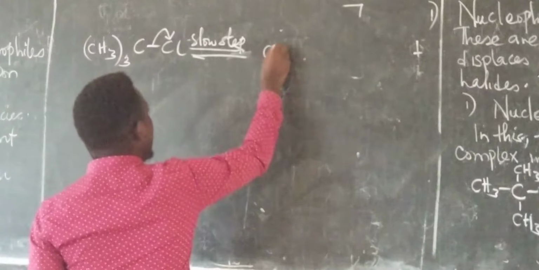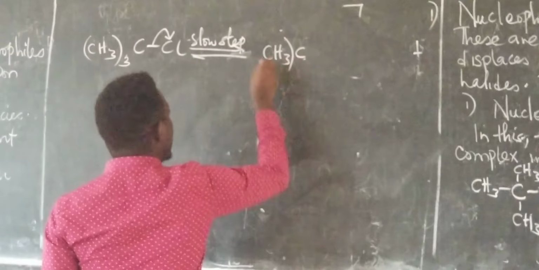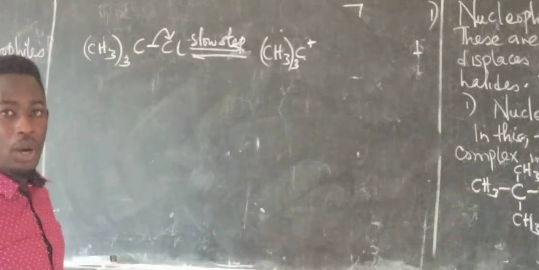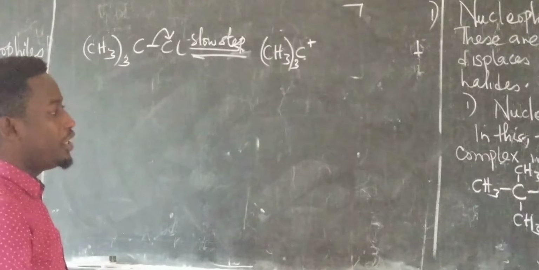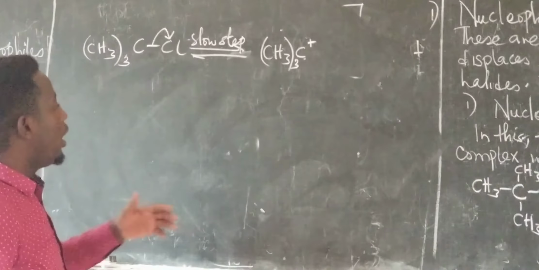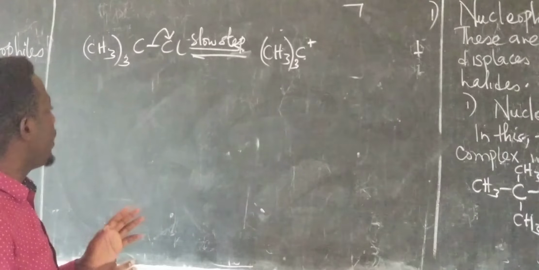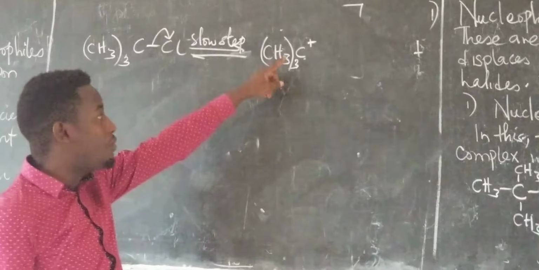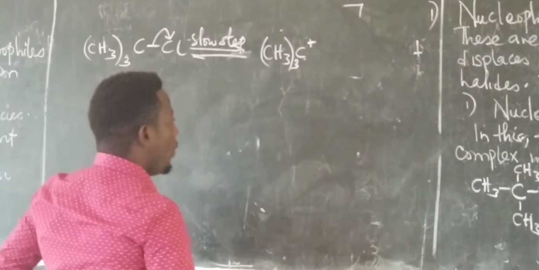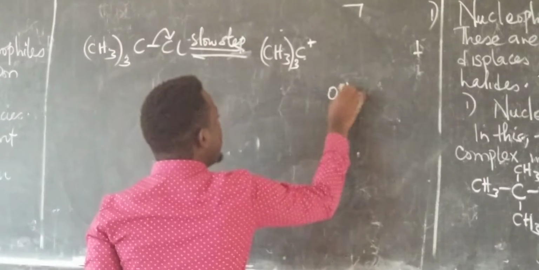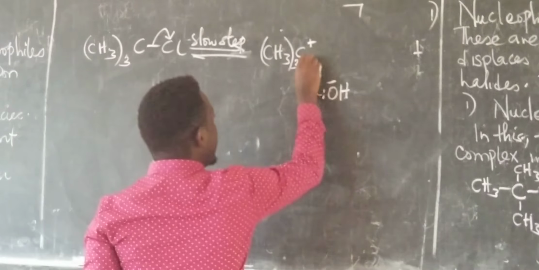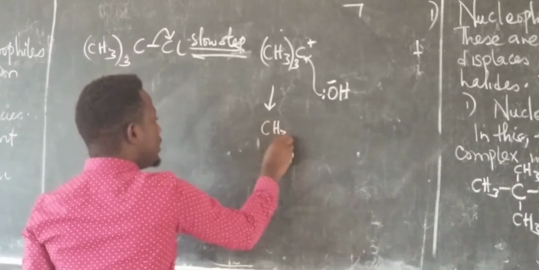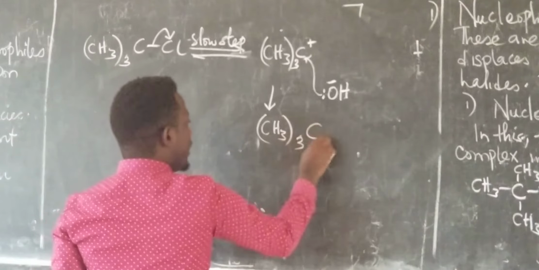That will form CH3, then C, these are three of them, then three bonds. We are forming a carbocation. So in a nucleophilic substitution reaction whereby we are having a unimolecular reaction, this will lead to the formation of what we call a carbocation. Then the OH in this case is going to come directly and will attack, leading to the formation of (CH3)3COH.